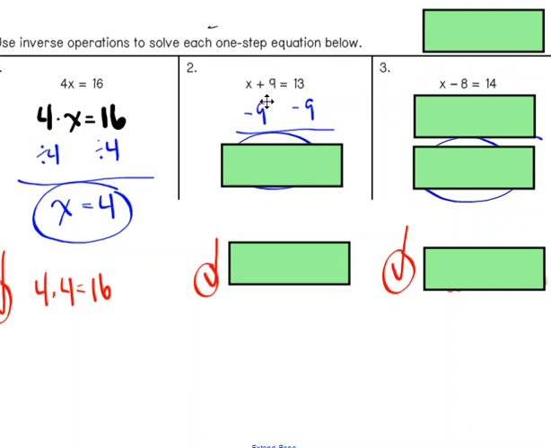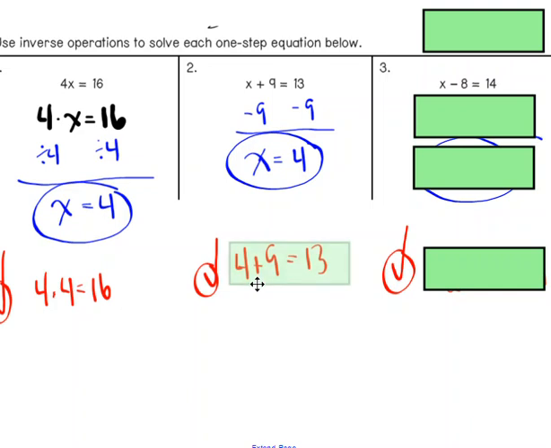That really cancels out the 9s on the left of the equal sign, but on the right, if I solve that, I'm left with 4. 13 take away 9 would be 4. So that would be my value of x. And again, always double check. 4 plus 9, yes, 13.